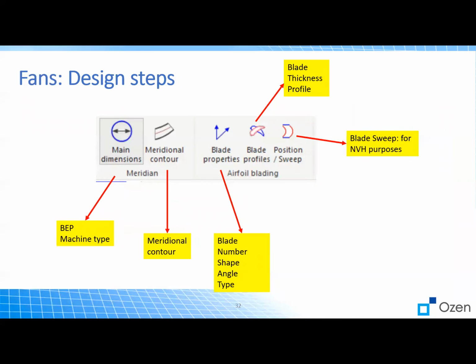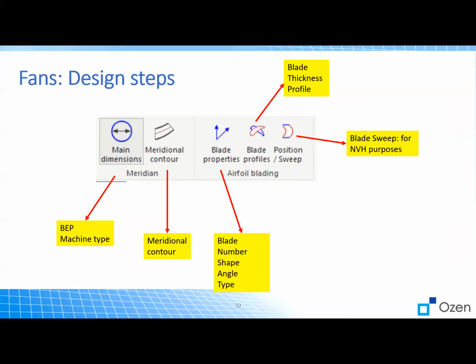You need to take some steps for the design to happen. First, you need to define the main dimensions, which is mostly based on the best efficiency point. Then you do the meridional contours, which is like a side 2D plot of the turbomachine. After that, you design your blade properties. You define blade numbers, their shape, their angle, their type, etc. And you have a lot more things to tweak.